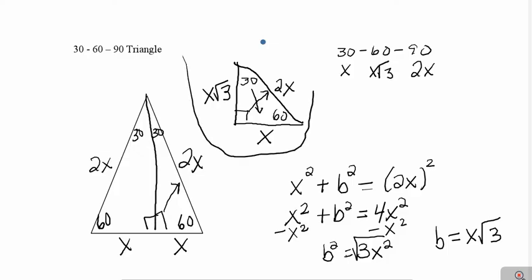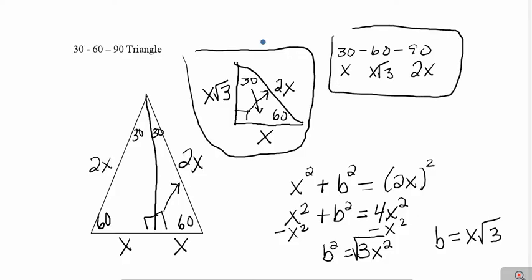You can either memorize the diagram, or if you prefer to memorize this, if that's easier for you, either one. But you are going to need to know what goes across from each of the angles in a 30-60-90 right triangle. Okay, so now that we are familiar with the two types of special right triangles, let's see how we can apply it to the given examples on the next page.